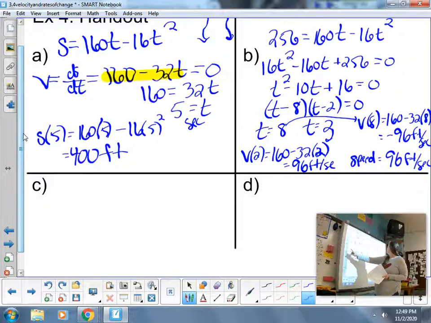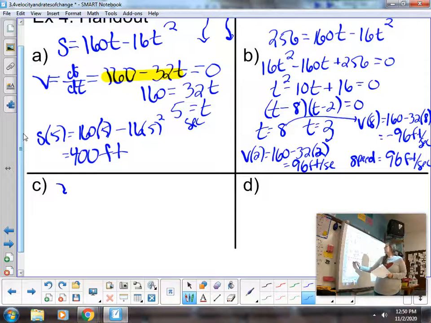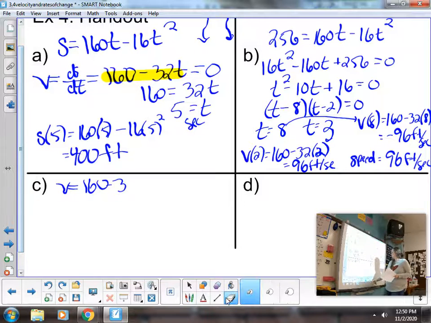Now we have part C. Part C says, what is the acceleration of the rock at any time t during its flight? So acceleration is going to be the derivative of velocity. So if you recall, our velocity equation was 160 minus, I do not know why this is so terrible.